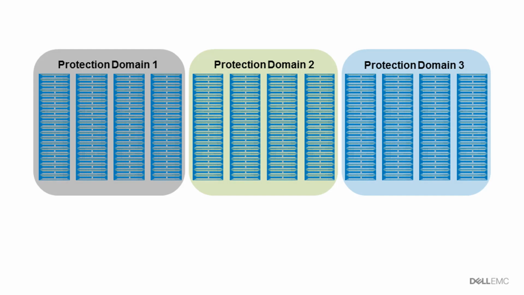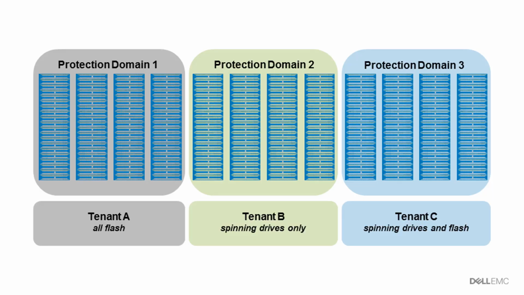In large deployments, protection domains allow the system to survive the loss of multiple nodes at the same time. This is important because ScaleIO can grow to be thousands of nodes. A protection domain can have as many as 128 nodes. Protection domains can also provide performance isolation and data location control for multi-tenancy.